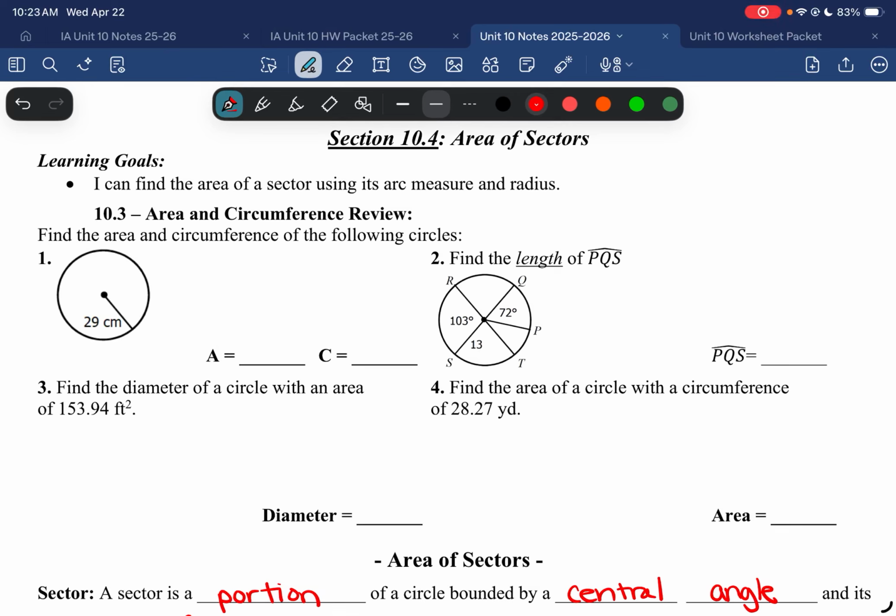Okay, this is section 10.4, area of sectors. Our learning goal today is I can find the area of a sector using its arc measure and radius. So just a little bit of review from yesterday. If you weren't here, this is a good little review for you.